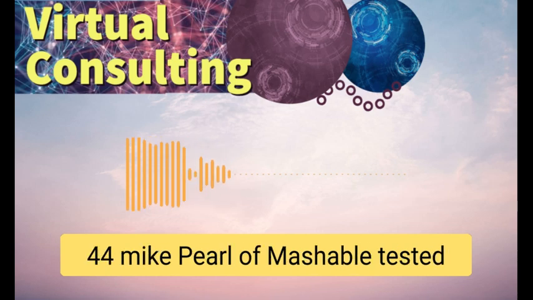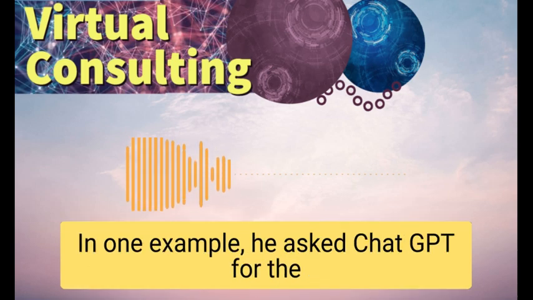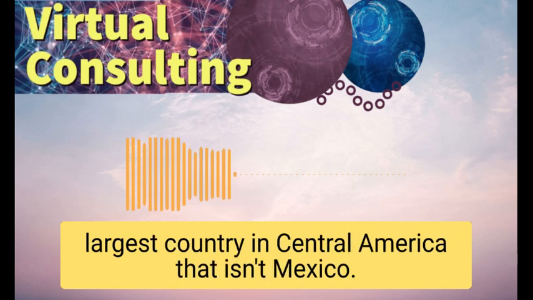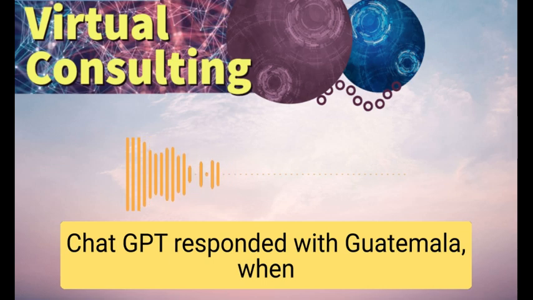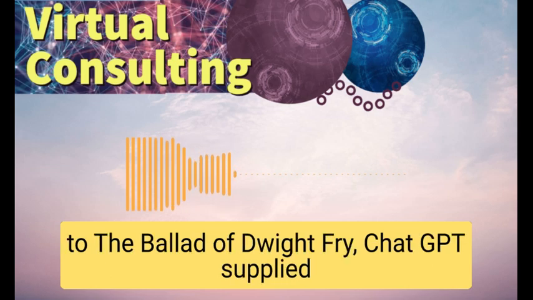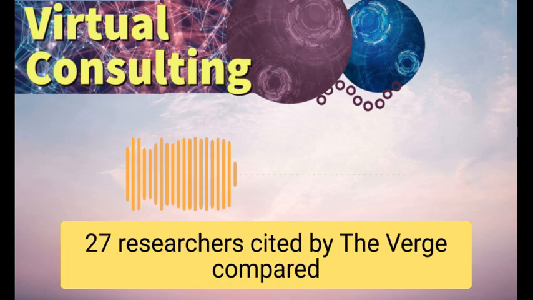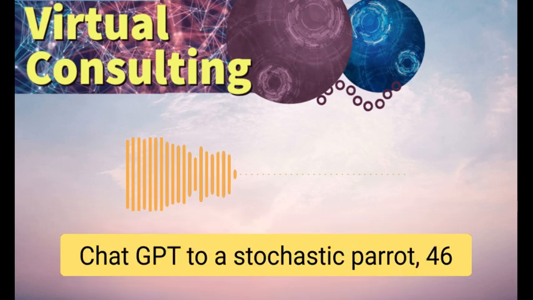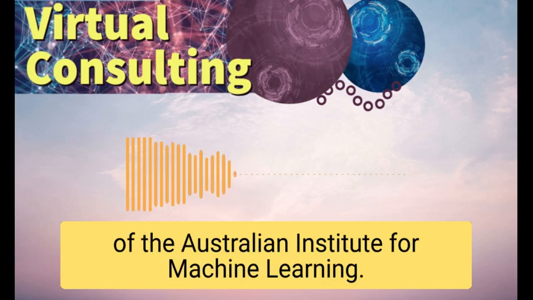44. Mike Pearl of Mashable tested ChatGPT with multiple questions. In one example, he asked ChatGPT for the largest country in Central America that isn't Mexico. ChatGPT responded with Guatemala, when the answer is instead Nicaragua. 45. When CNBC asked ChatGPT for the lyrics to The Ballad of Dwight Fry, ChatGPT supplied invented lyrics rather than the actual lyrics. Researchers cited by The Verge compared ChatGPT to a stochastic parrot. 46. As did Professor Anton van den Hengel of the Australian Institute for Machine Learning.